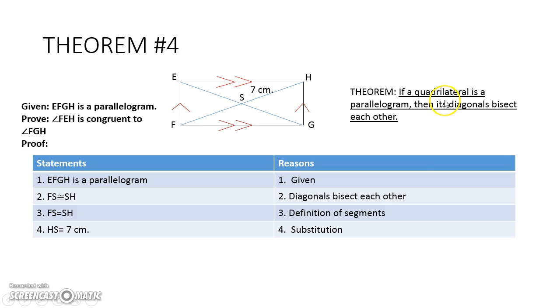If a quadrilateral is a parallelogram, then its diagonals bisect each other. So the given is that EFG is a parallelogram, and that angle FEH is congruent to angle FGH. So you write in your given, FS is congruent to SH, which is diagonals bisect each other. FS should equal SH, definition of segments, and HS equals 7 centimeters, and substitution.